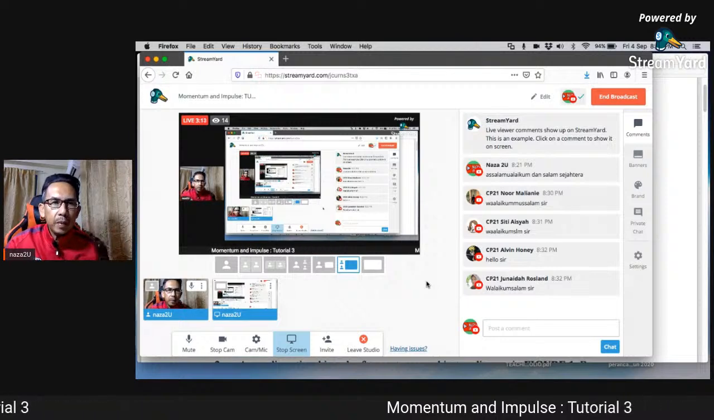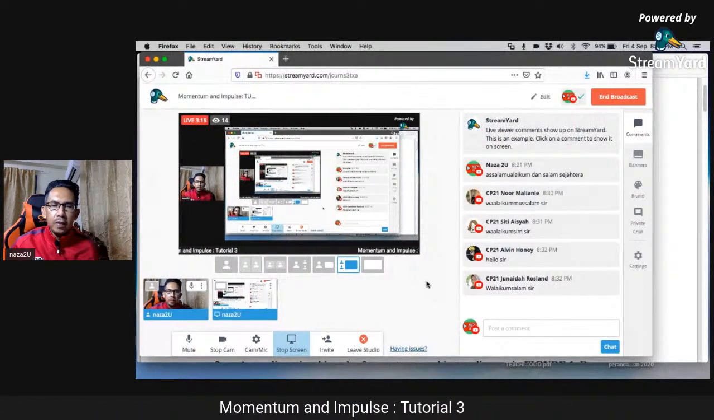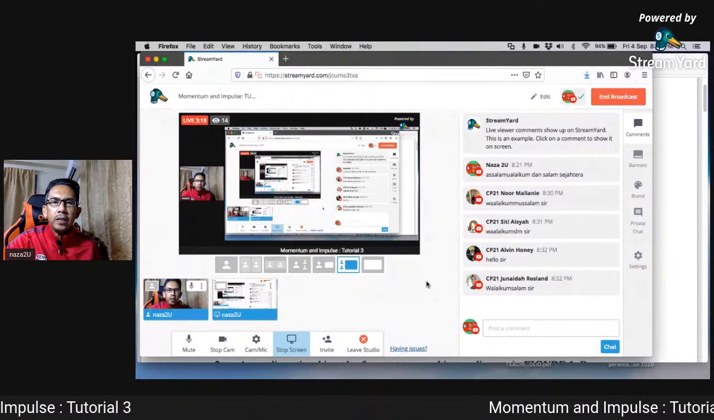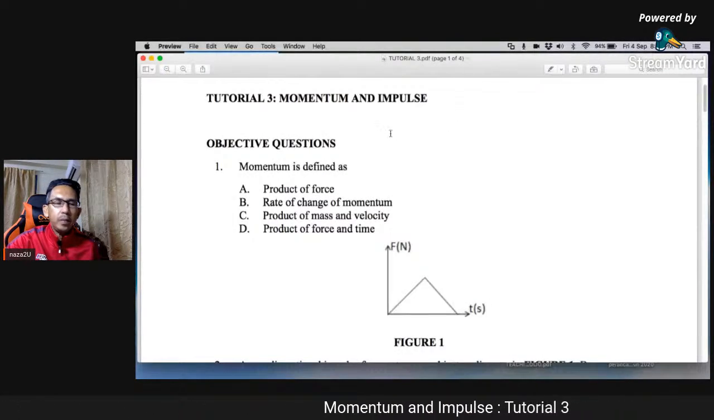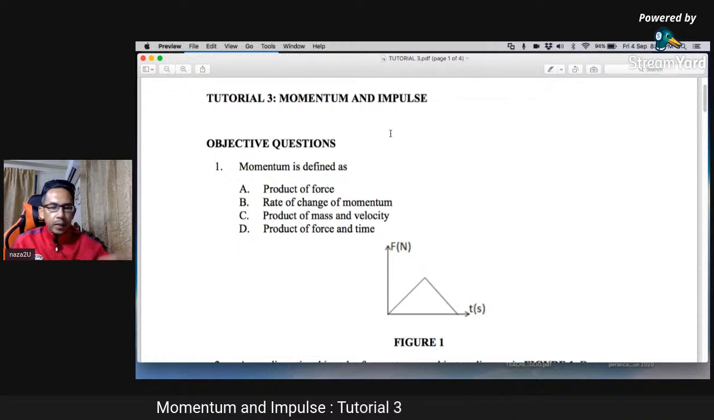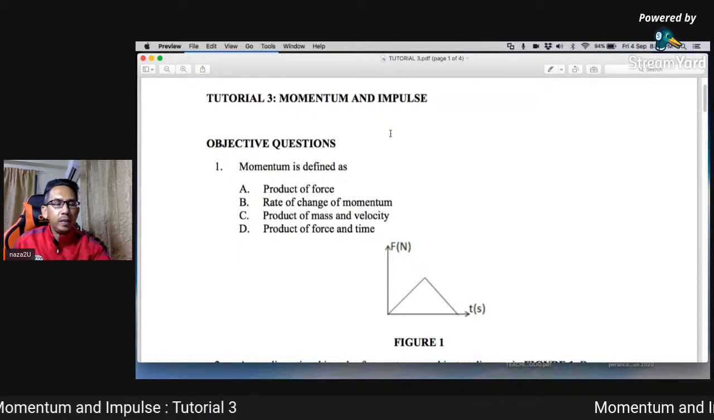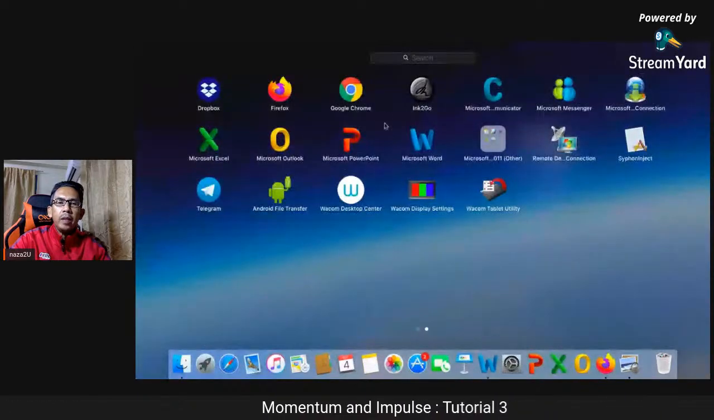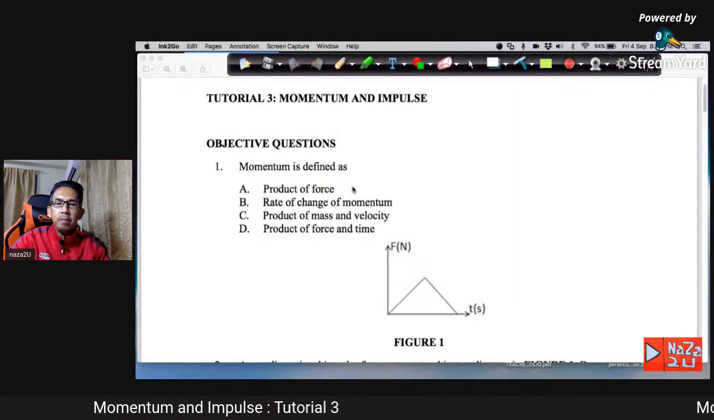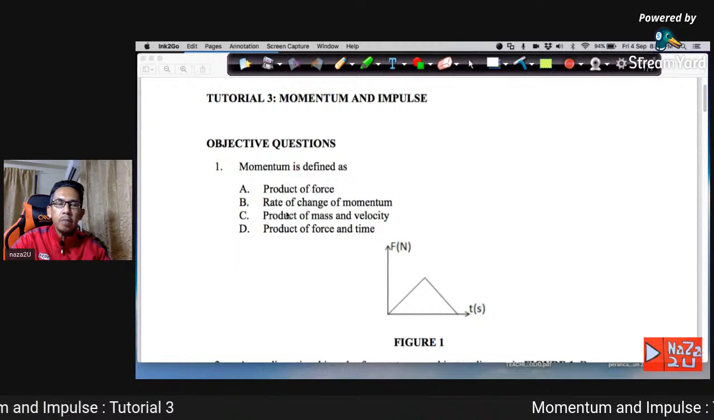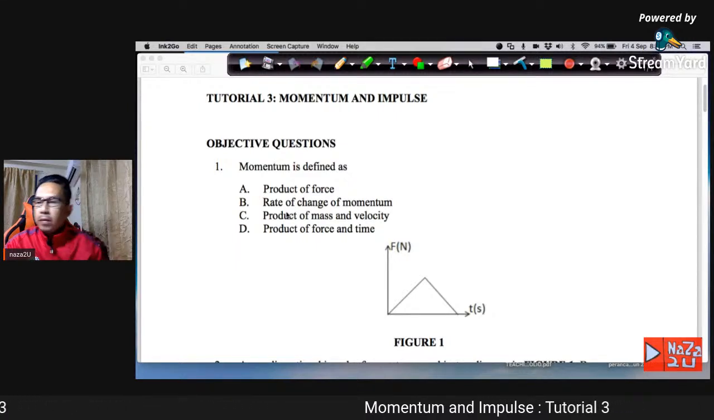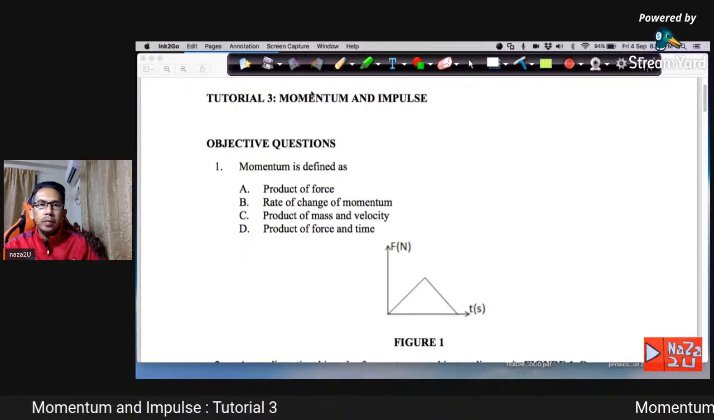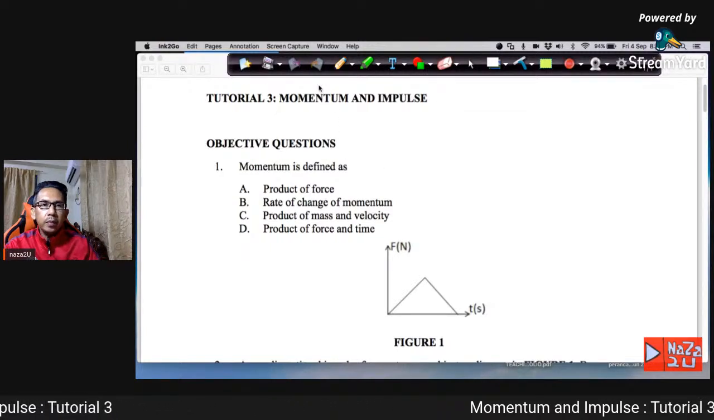So, jadi untuk malam ni, seperti yang kita janjikan, kita akan tengok tutorial 3 ya. Tutorial 3 Momentum and Impulse. Jadi kita nak mulakan kelas kita pada malam ini. Jadi saya harap kamu boleh nampak skrin saya, tutorial 3, Momentum and Impulse. Alright.